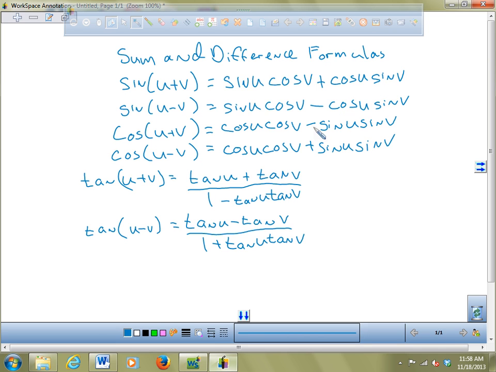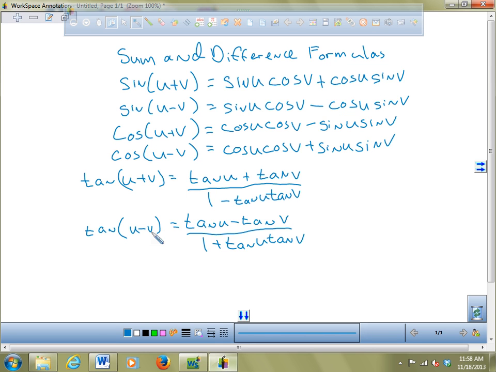So cosine goes cosine, cosine, sine, sine, and sine goes sine, cosine, cosine, sine. If you repeat it a few times, it might stick in your head. And when you have subtracting the cosines, that symbol in the middle is a plus, and then tan of u plus v has a plus sign up top and a minus sign on the bottom, and u minus v looks like that.